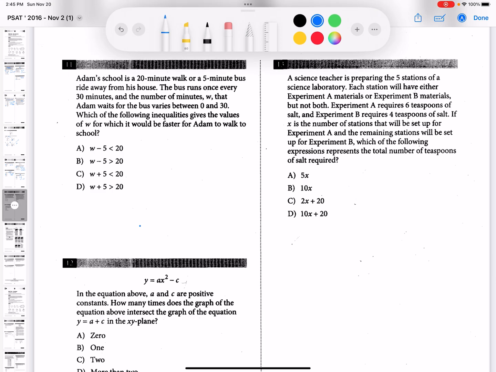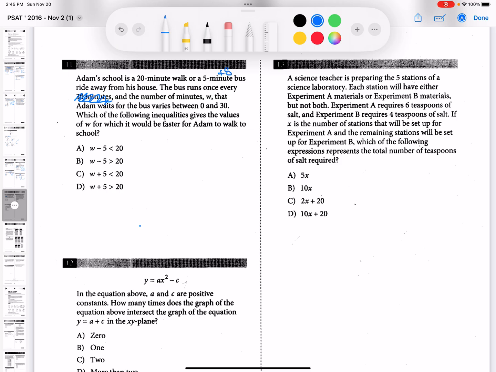Adam's school is a 20-minute walk or a 5-minute bus ride away from his house. The bus runs every 30 minutes. So when it says there's an extra 5 minutes for the bus and it runs every 30 minutes, we know that the 30 minutes is unneeded information. But we know the 5-minute bus ride away from his house will give us plus 5.